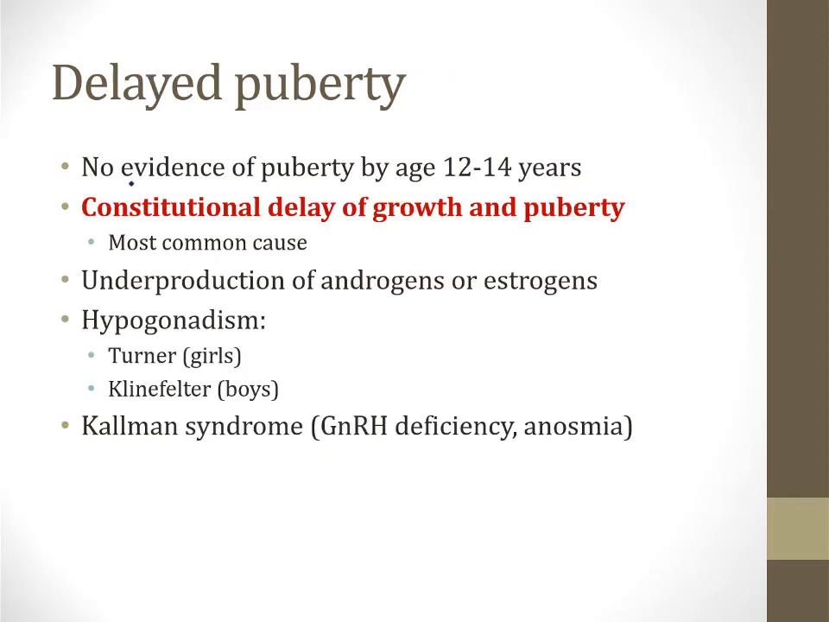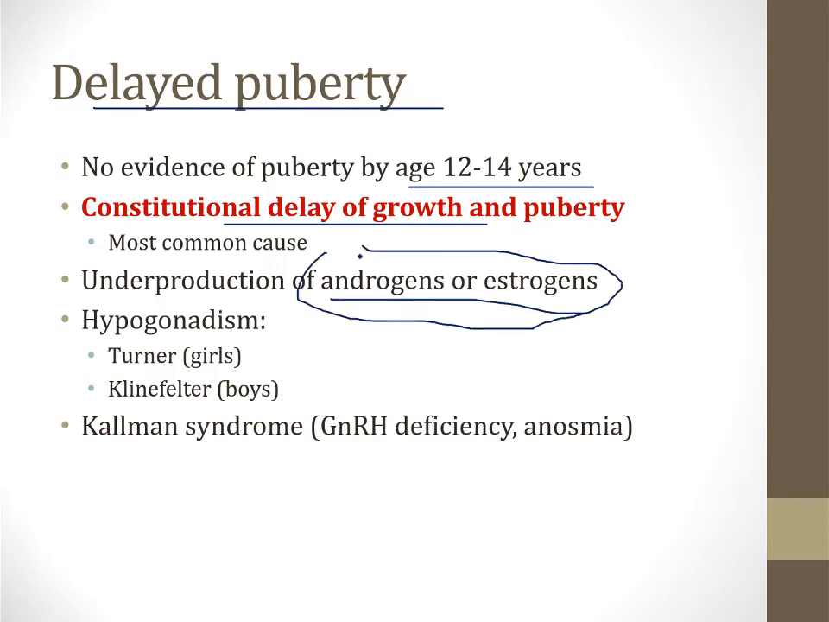And then finally, we'll finish with this slide. Delayed puberty refers to no evidence of puberty by age 12 to 14 years. And as I mentioned earlier, when talking about short stature, the most common cause of both short stature and delayed puberty is the constitutional delay of growth in puberty. This is a normal variant, and these children will usually eventually enter puberty. In terms of step 1, what you want to remember is anyone with delayed puberty has underproduction of androgens and estrogens. This is what they're going to want you to know in terms of mechanisms.